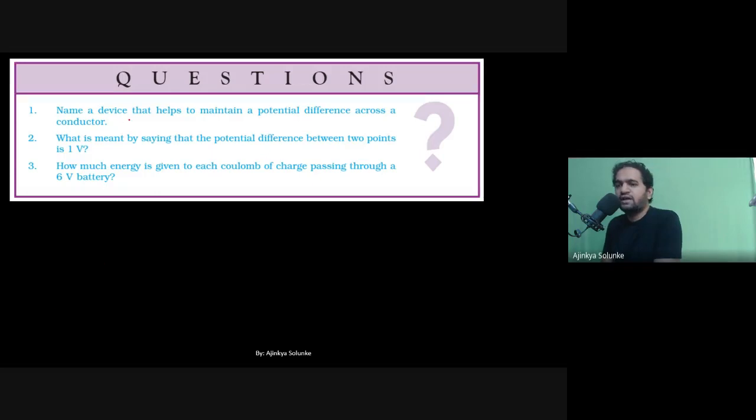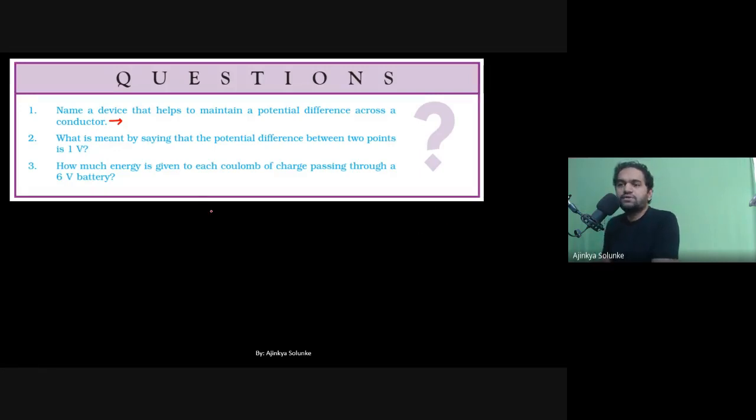First question. Name a device that helps to maintain a potential difference across a conductor. What do you think? What can be the answer for this? And also you have to write down the answers in your textbook also. In the blue question itself, in the textbook itself, you write down the answer. Okay, somebody is giving cell, somebody is giving battery, somebody is giving wire, somebody is saying voltmeter. Actually, there are lots of options which students are giving.